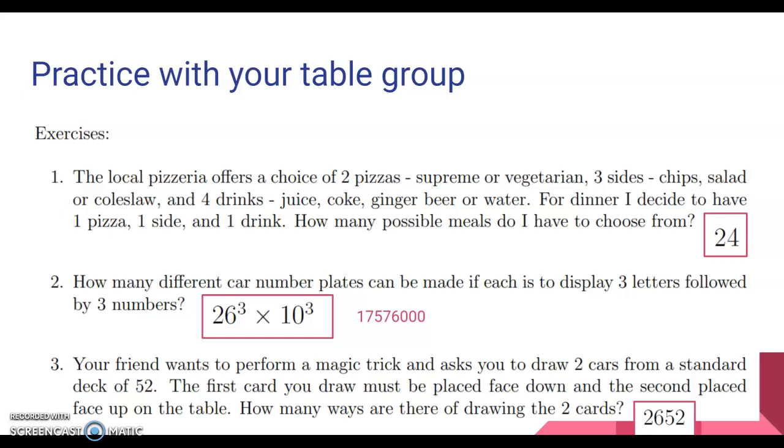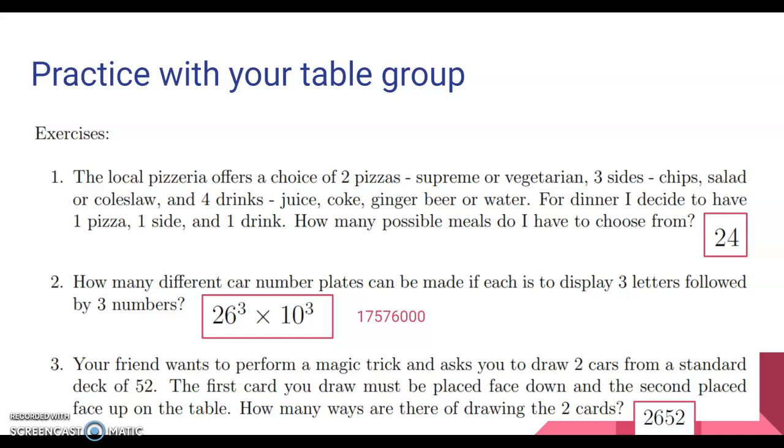Our second answer is 26 times 26 times 26 times 10 times 10 times 10, because we can reuse those digits, we can reuse those letters. Once they're chosen, they can be used again. So that would be a really ginormous number, 17,576,000 different car number plates.